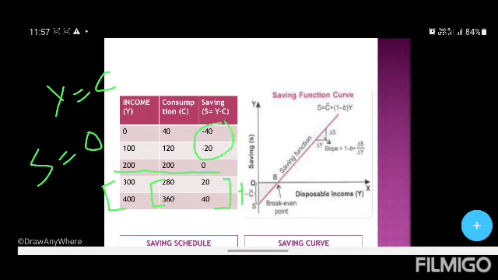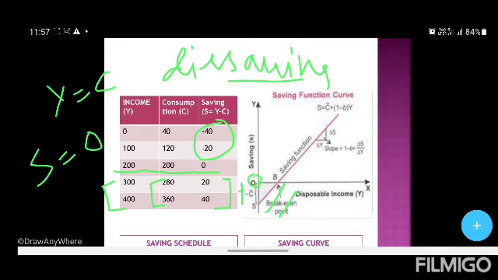Negative saving, or we can say the dis-saving, is shown by this part of the curve. It is below the origin point here. Below this, it is called dis-saving. Then saving becomes 0 and then it is positive. So this is the saving curve.